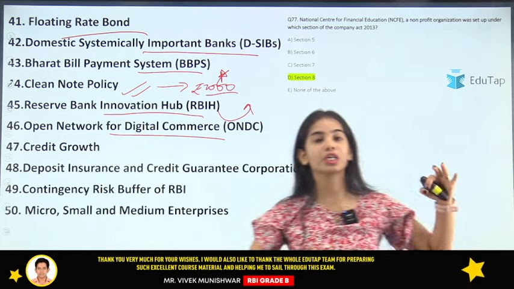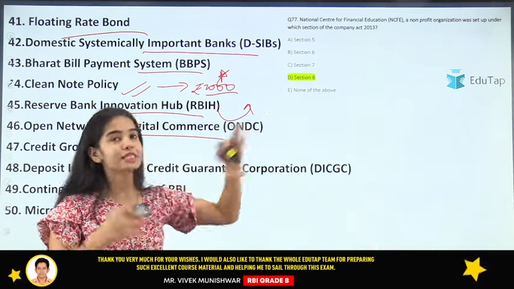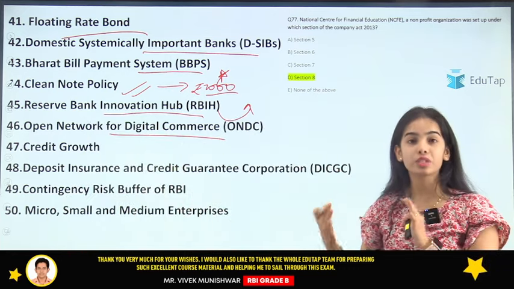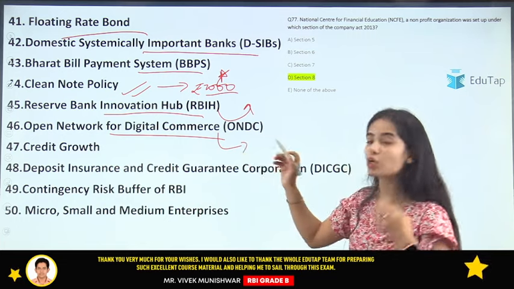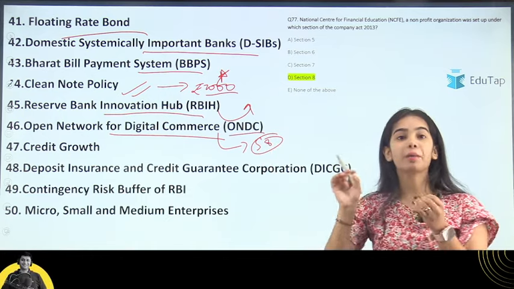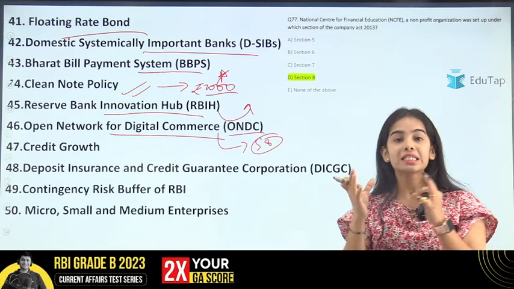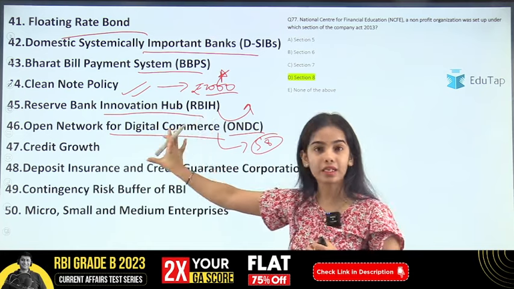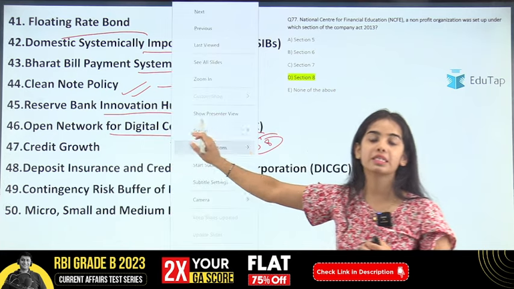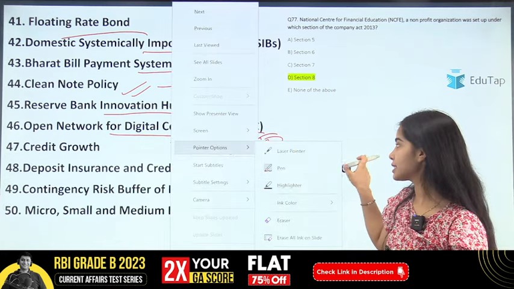Like there was a question regarding in which section this company comes. So regarding the ONDC, which has been quite in the news recently, it is also a non-profit organization. It comes under Section 8, and the ONDC is being compared with the UPI. So a basic understanding of ONDC is needed. When it was formed, which organizations are connected with this ONDC, so you need to have the basic understanding.